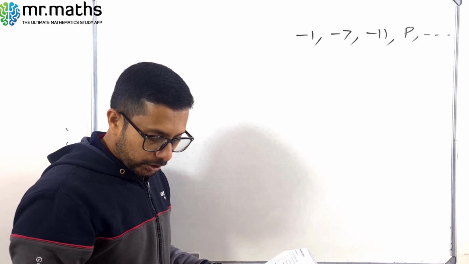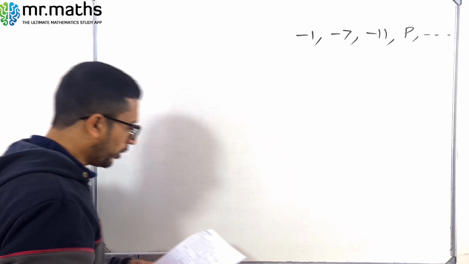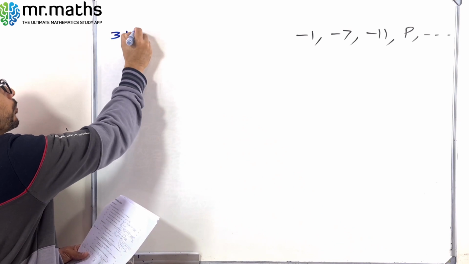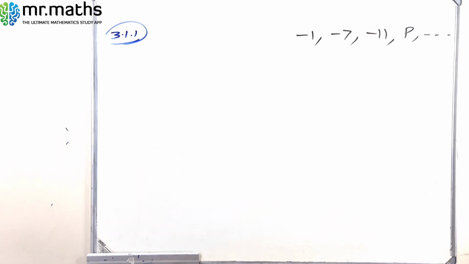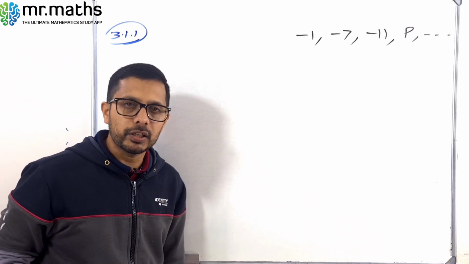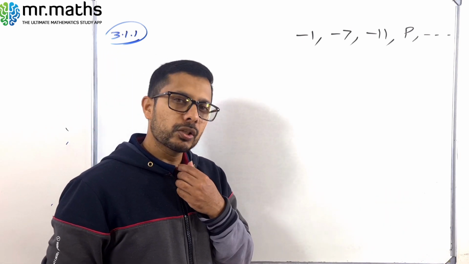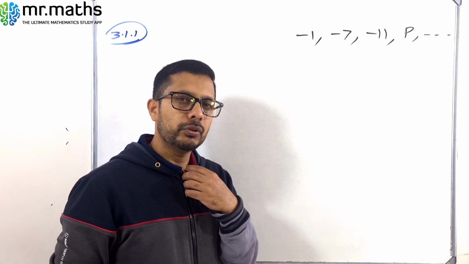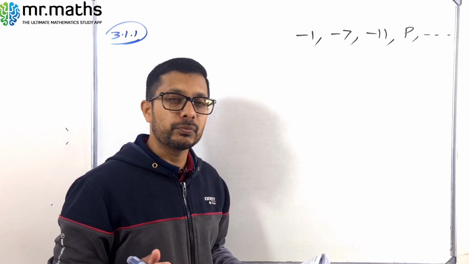Am I right? Okay. So now, what is the first question? Look at the first question, 3.1.1. What is that question? Write down the value of p. That means you have to find the value of p. That is the question. Okay. So how can you find the value of p? Don't forget that it is given in the question that this is a quadratic sequence. So in the case of a quadratic sequence, we know that the second differences are the same.